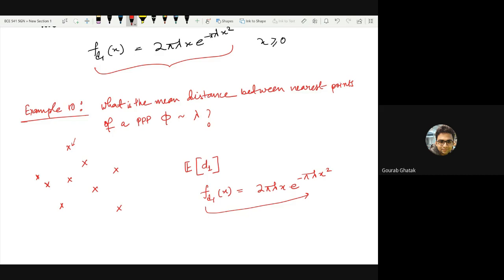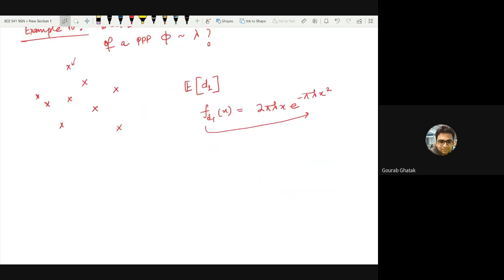Okay, so one of you has it. You have 1 by square root of lambda. Are you sure? Can you check if you missed some constant? Basically what you have to do is the integral of x f d1 x dx. Saradip, you are very close. I think there is just one term missing.